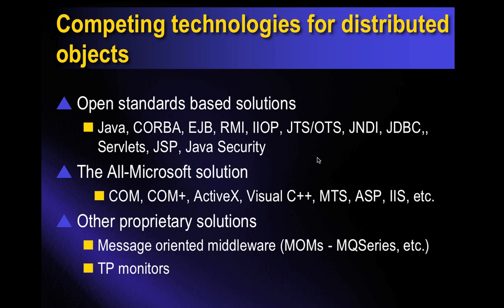Then there are the Microsoft solutions: COM, COM+, Visual C++. Actually, you can add .NET to this. It's a little bit outdated. Other proprietary solutions include message-oriented middleware, the MOMs, the MQ series, TP transaction processing monitors, and all sorts of other types of middleware. So CORBA is nothing more than another open standard.